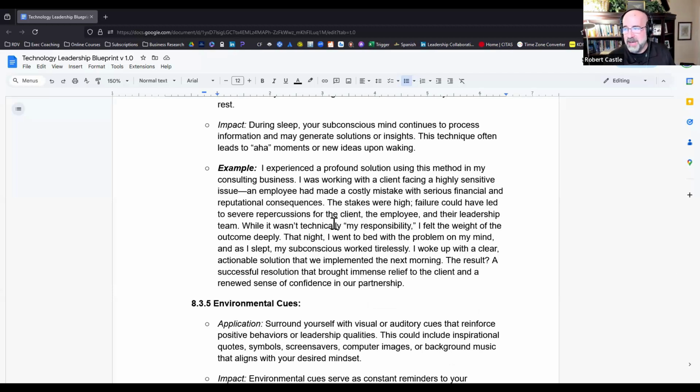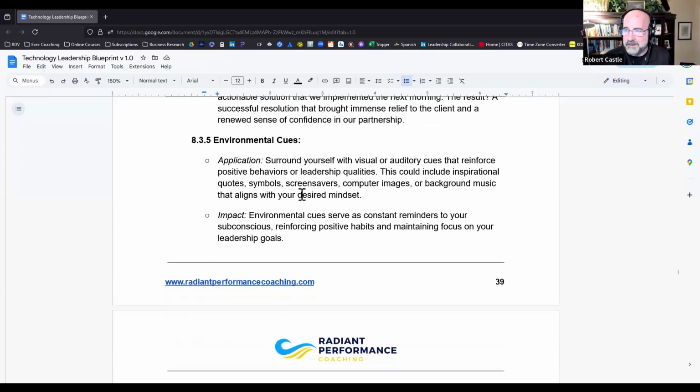That night, I went to bed with the problem on my mind, and as I slept, my subconscious mind worked tirelessly. I woke up with a clear, actionable solution that we implemented the next morning. The result: a successful resolution that brought immense relief to the client and a renewed sense of partnership with this particular client.